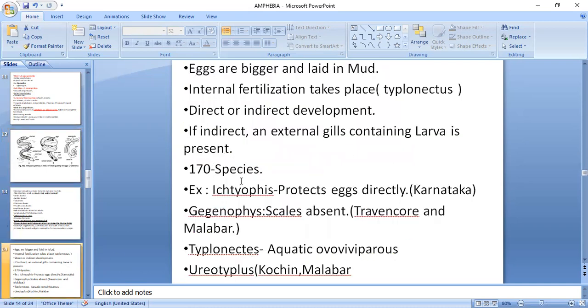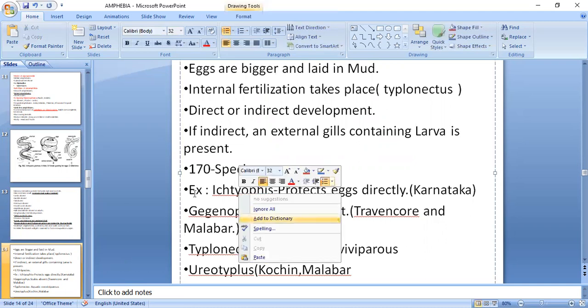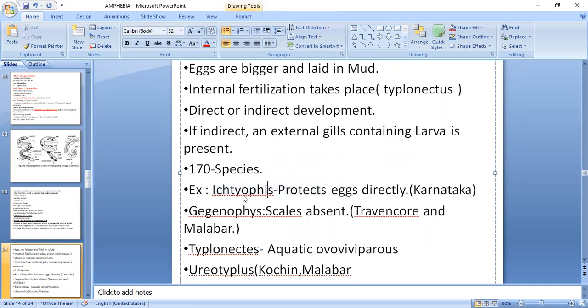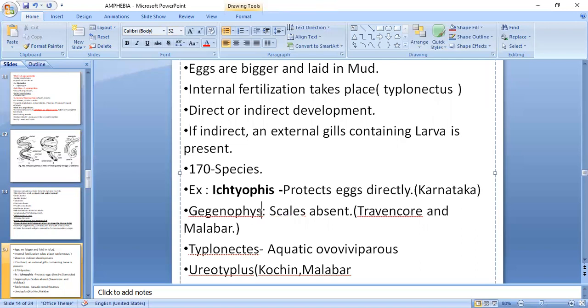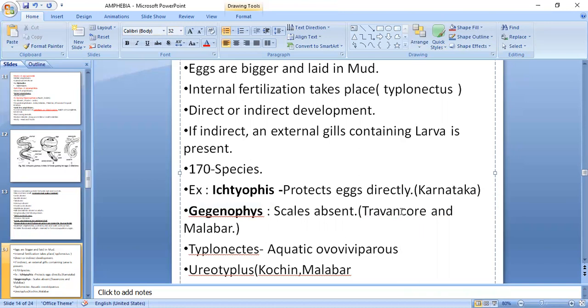So there are about 170 species. It will be used in a diagram. Ichthyophis, Ichthyophis glutinosa. It protects eggs directly, and it is mostly seen in Karnataka in India. And Gegeneophis. There are no scales in Gegeneophis. In India, it is seen in the Travancore and Malabar area of Kerala.